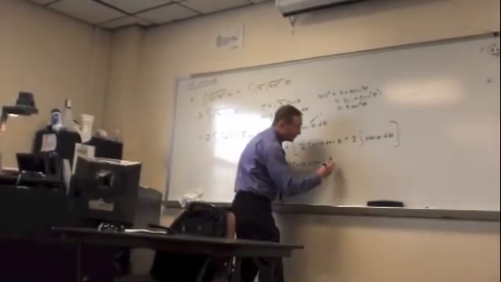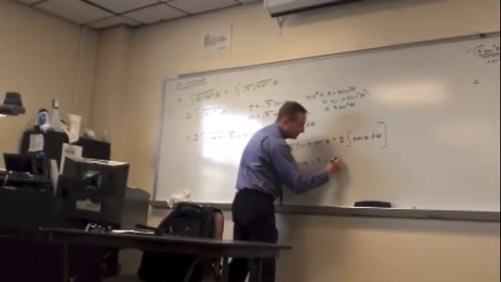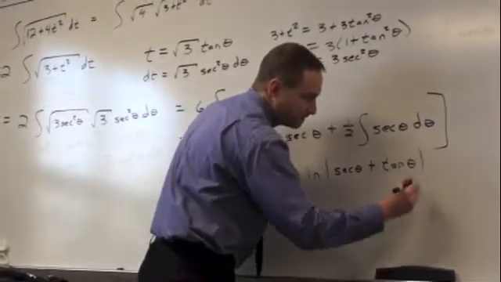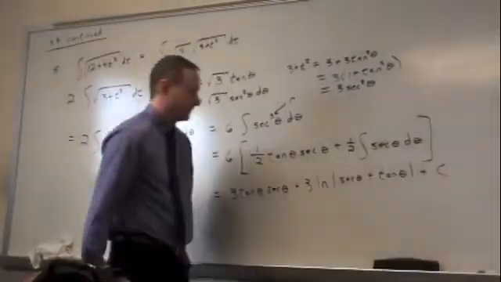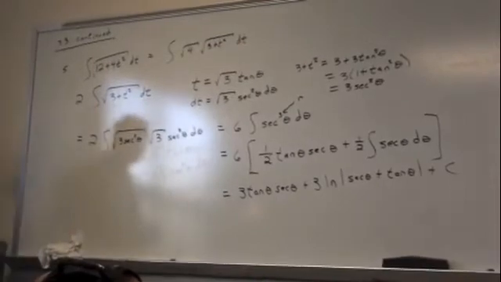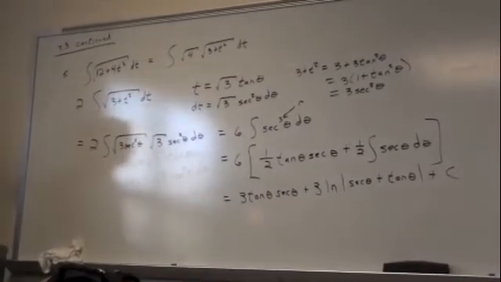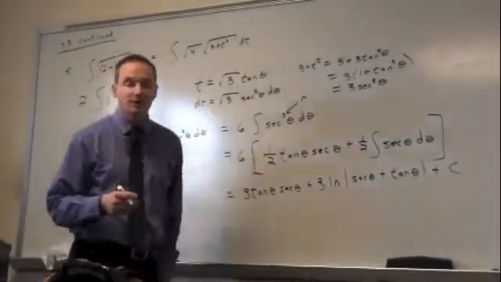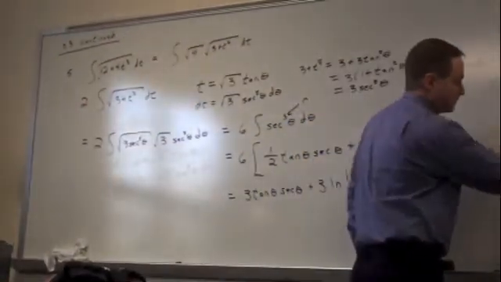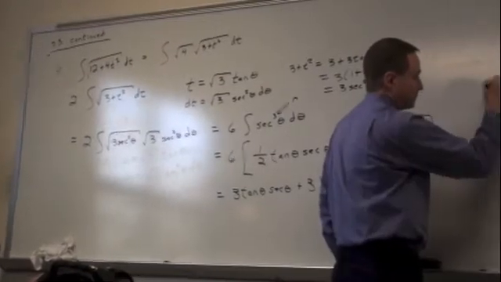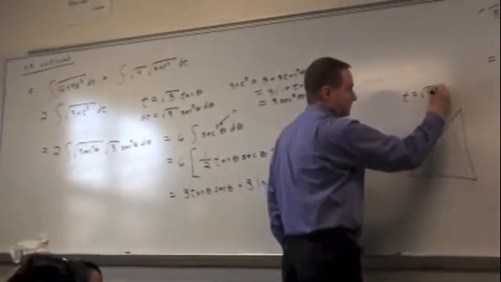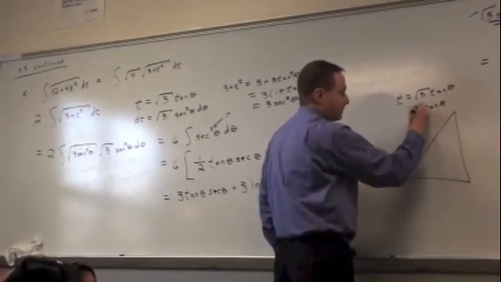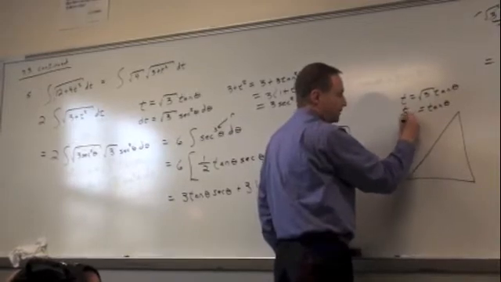Okay, natural log of secant plus tangent plus c. So now we have to make sense of this answer by putting it back in terms of t. I know t is the square root of 3 tangent theta. Thus, the tangent of theta is t over the root of 3.